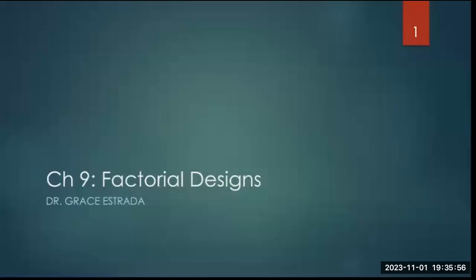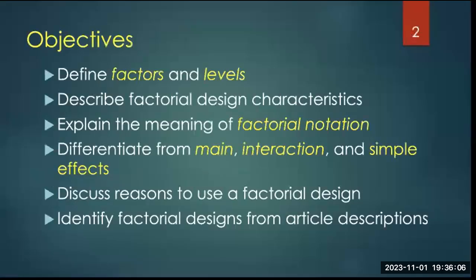This is Psych 18 Research Methods, and today we're going to talk about Chapter 9, Factorial Designs. Okay, so what we're going to do today is talk about what factors and levels are, describe factorial design characteristics, very importantly, help you understand the meaning of factorial notation, differentiate the effects: the main effects, interaction effects, and simple effects, discuss reasons to use a factorial design and how you can tell from an article whether or not the study was a factorial design.